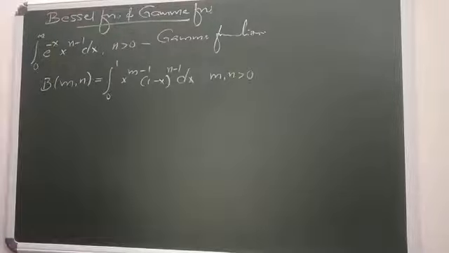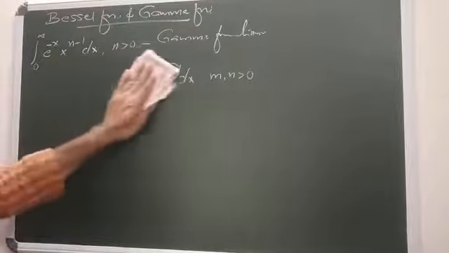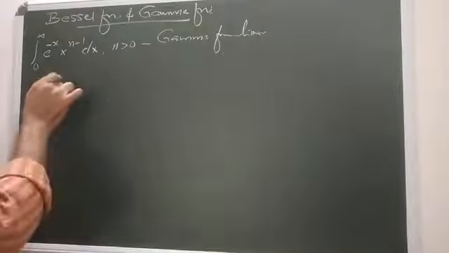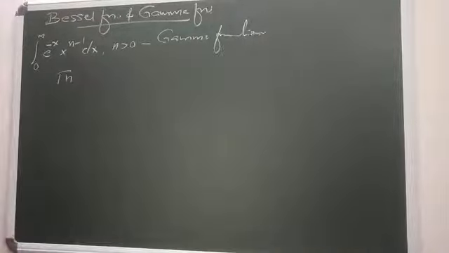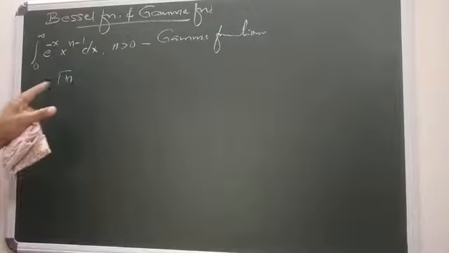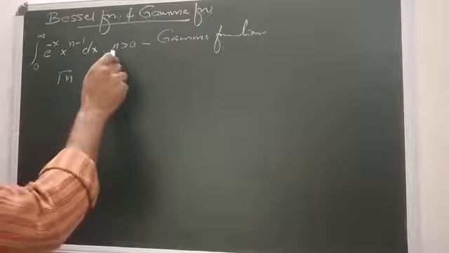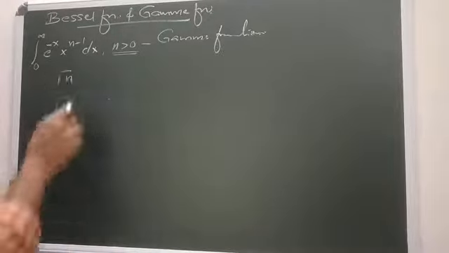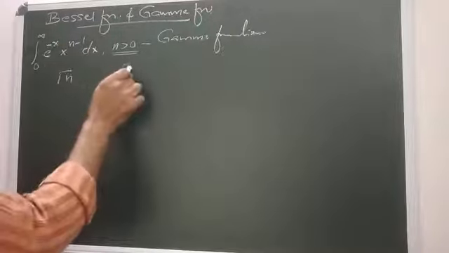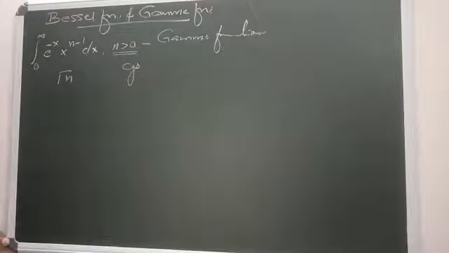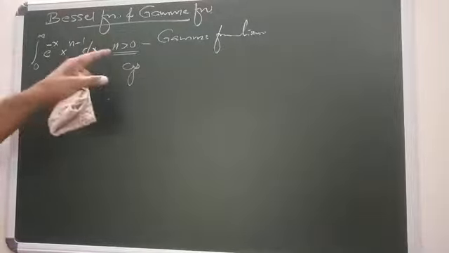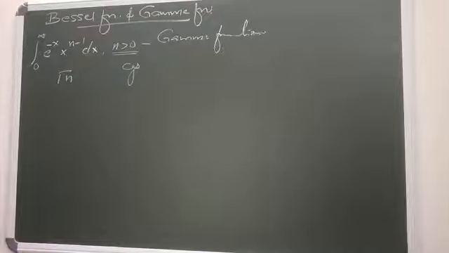So the gamma function is said to be the Eulerian integral of second kind and is denoted as gamma n. This definite integral, integral 0 to infinity e power minus x, x power n minus 1 dx, exists, or is valid, only for n greater than 0. That means this definite integral converges only for n greater than 0. So this is the gamma function.